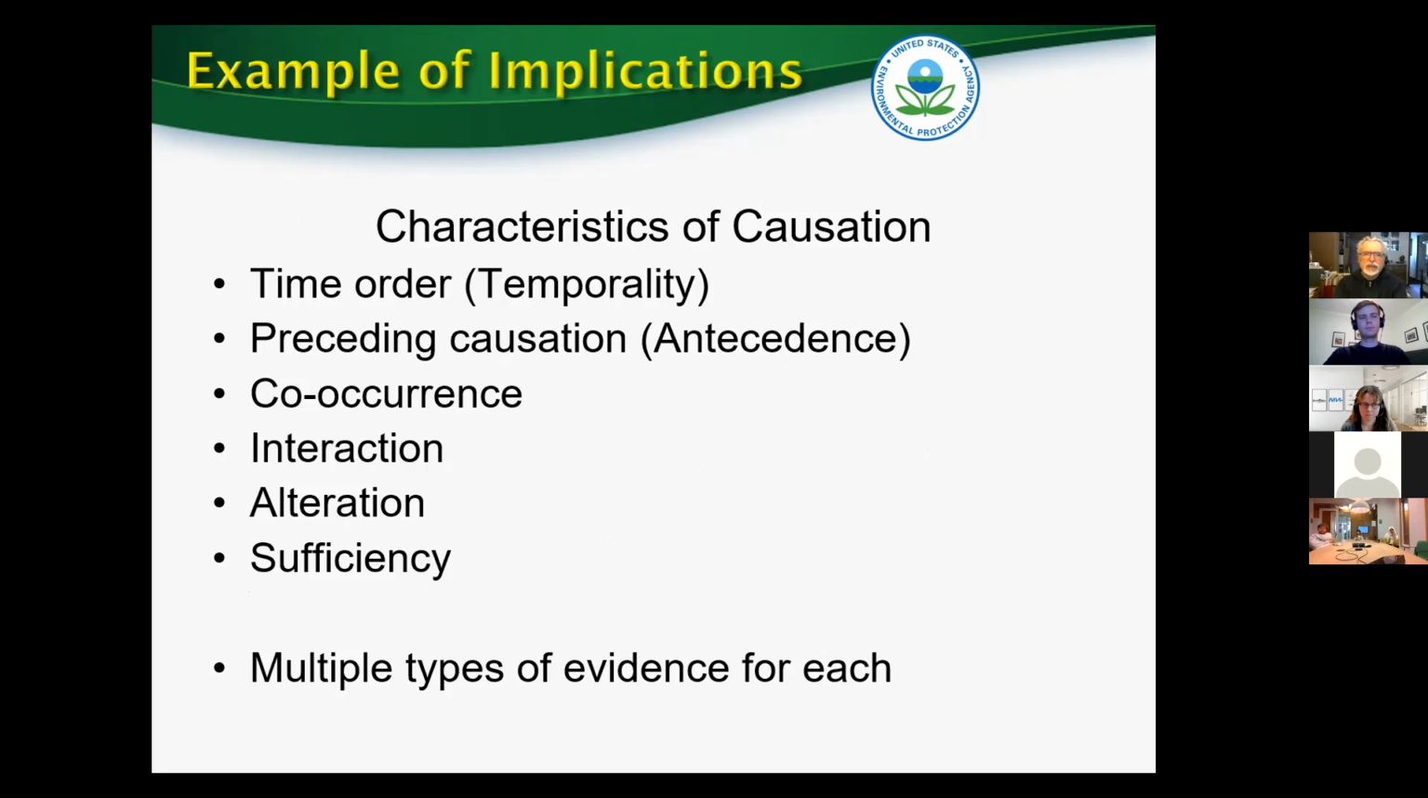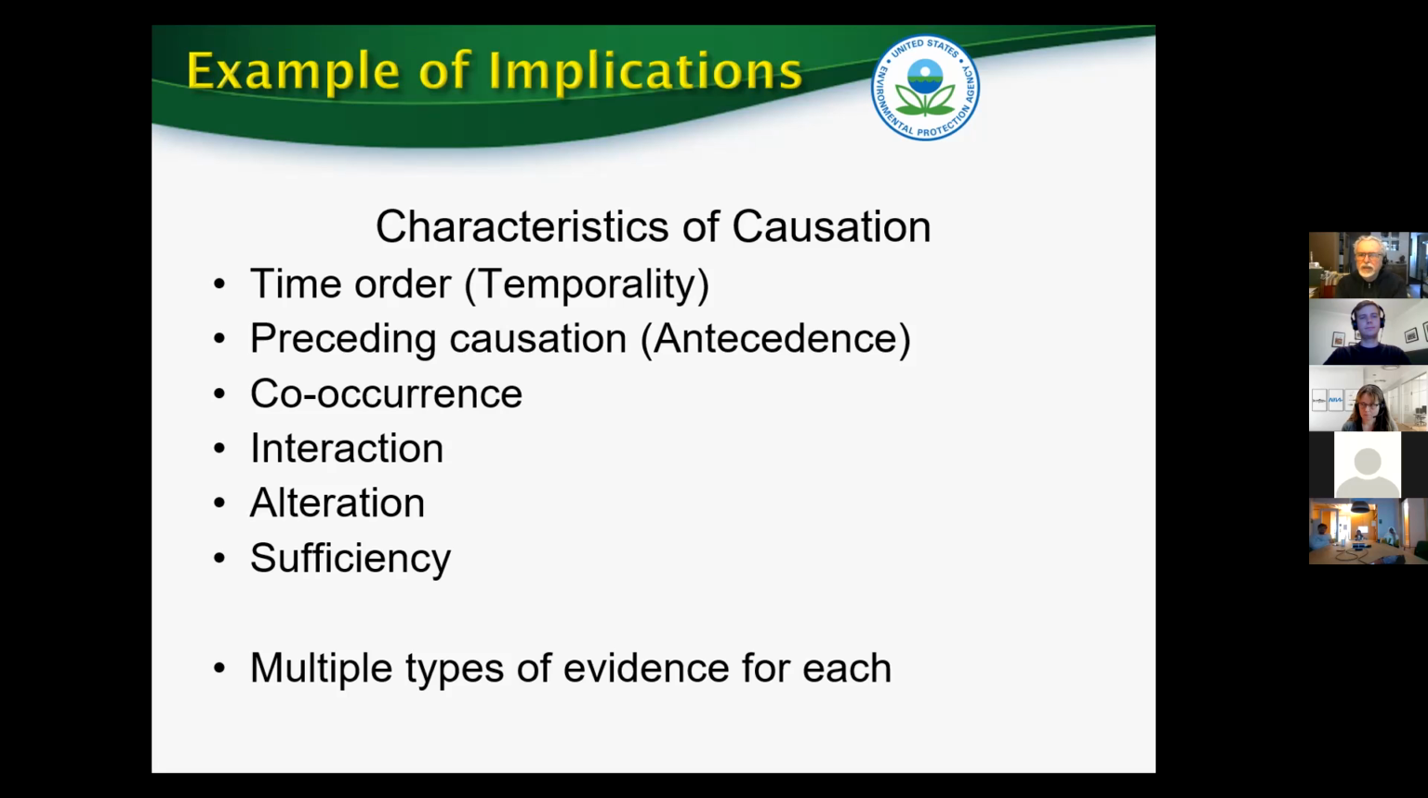Characteristics of causation are our first example of a set of standard implications for evidence. Time order is essential. The cause has to precede the effect. If the effect occurs before the cause, then that negates the causal relationship. Preceding causation, which is also called antecedents, and for contaminants, that's showing that there's a source of the contaminants with a pathway to the putative effect, so that you know that any apparent association really has some causal strength behind it.